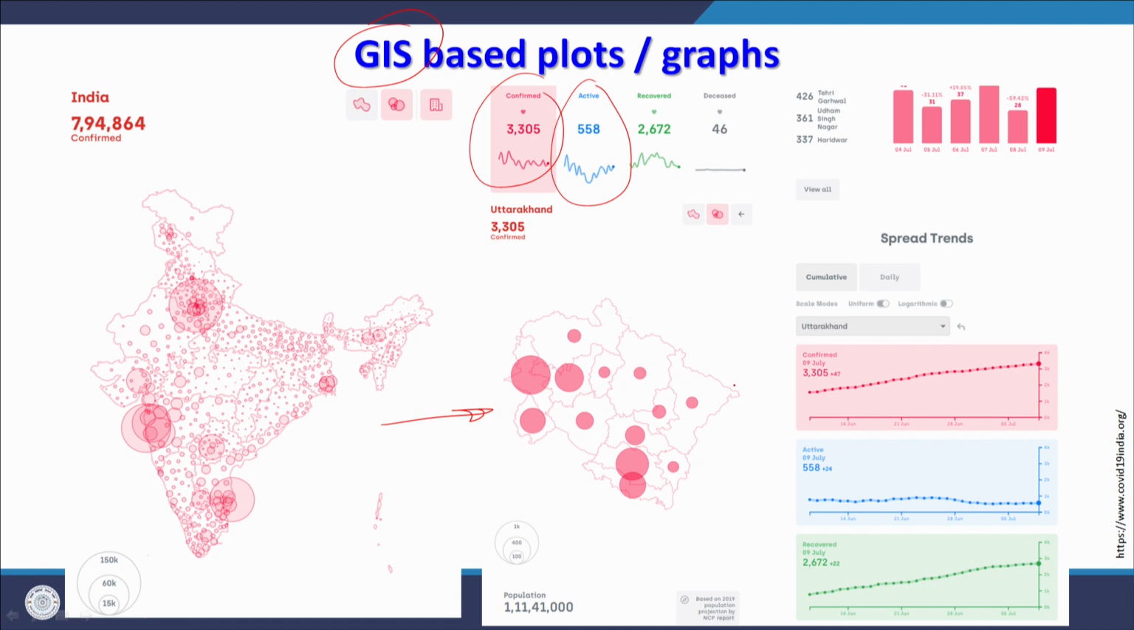So, you can see that once the data is plotted using geographic coordinates, a lot of patterns will come, and questions will come, and questions can also be answered, and that is the advantage of plotting using GIS.